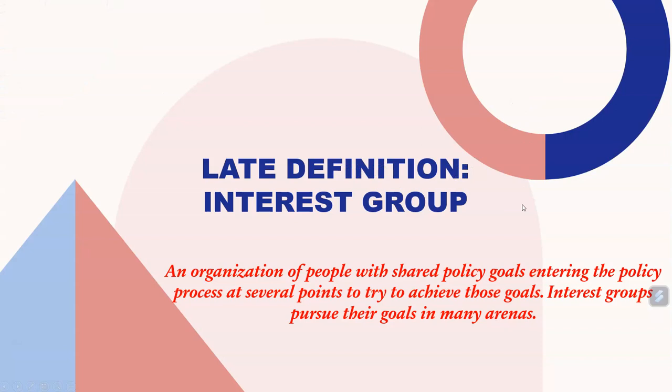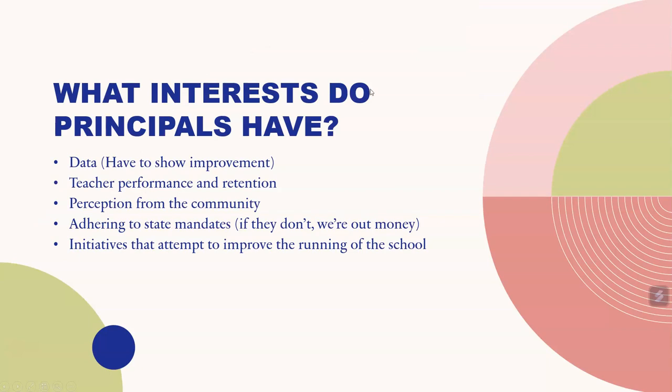So here's a late definition about an interest group. What is an interest group before we move forward? An interest group is an organization of people with shared policy goals entering the policy process at several points to try to achieve those goals. Interest groups pursue their goals in many arenas. All right, so let's keep it at a small scale before we move it on up.